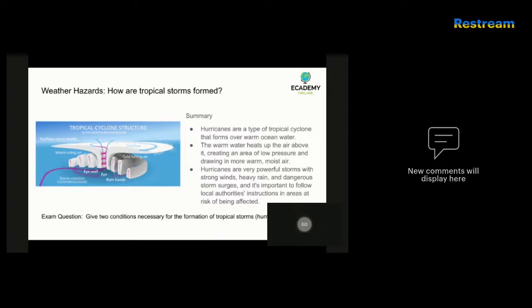So how are tropical storms formed? A hurricane is a type of tropical cyclone, which is a big storm that forms over warm ocean water. They're also called cyclones and typhoons. The warm water needs to be around 26.5 degrees Celsius or warmer to provide the necessary heat and moisture to create the storm. Hurricanes are very powerful storms with very strong winds, heavy rain, and dangerous storm surges.